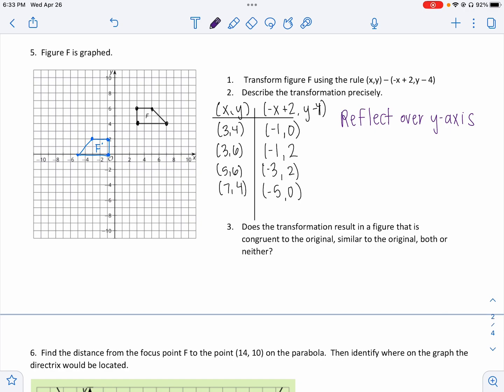Then what the plus 2 is telling us is it's moving right in the positive direction on the x-axis 2 spots. So then translate right 2, and then the y minus 4 is telling us it's going down 4 units.